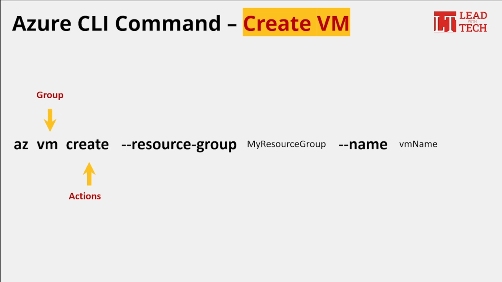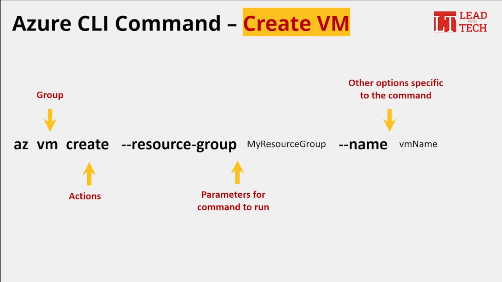Now, in the case of a VM, there is no subgroup. So we're directly going to give the command, which is your create command, followed by the mandatory parameters. In this case, the resource group and the name of the virtual machine are mandatory. So you're going to specify these along with other mandatory or optional parameters. Running this command would create a new VM with the name VM name inside the my resource group that we have created. This command would not create a new resource group if it doesn't exist, but it would go ahead and create the VM inside the resource group.